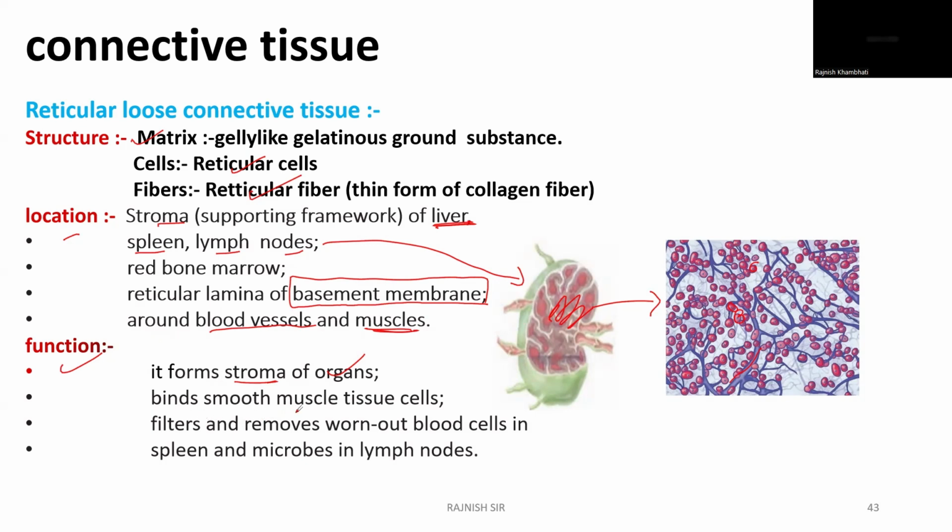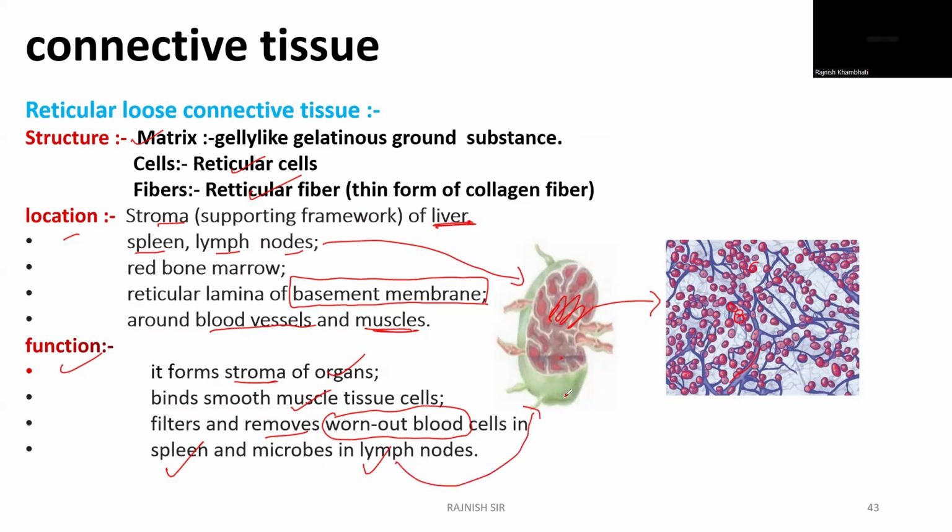then binds the smooth muscle tissue cells. It will bind the smooth muscle tissue, filter and remove the worn out cells. It will filter the dead cells from the spleen and from the lymph node. This is the lymph node. Again, I will tell you, this is the lymph node.